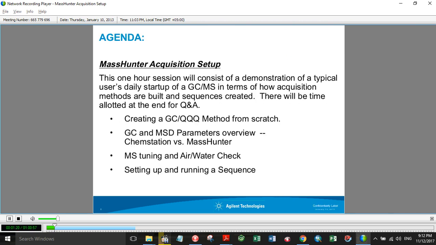Today, we'll focus on creating a method from scratch in terms of GC acquisition, mass spec acquisition. We'll focus on the parameters that are important to make a successful method, as well as, most importantly, tuning and air-water checks of the mass spec. We'll also go about how to set up a sequence and running a sequence using MassHunter acquisition software. And now I'd like to begin.